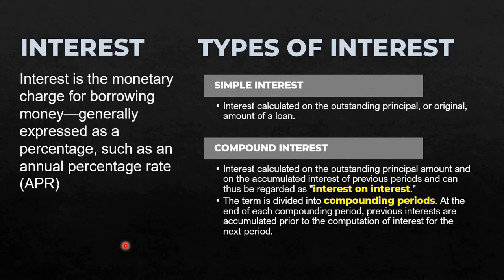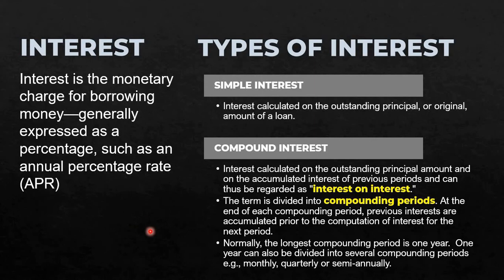So, paano mo kukumpitin yung interest? So, ang interest mo daw will be computed based on the principal at previous interest na accumulated. Ibig sabihin, pinag-ipon-ipon ng interest na na-compute in the prior period. So, yun yung magiging basis natin ng interest for the next period. At ito ang gagawin natin every end ng compounding period. Then, normally, the longest compounding period daw is 1 year.